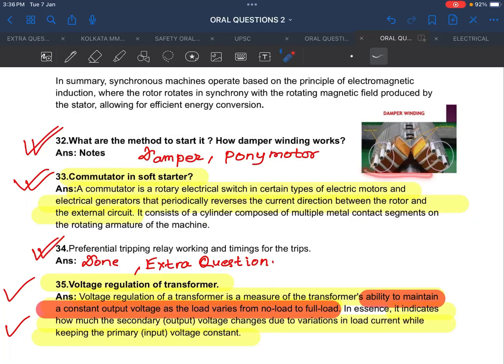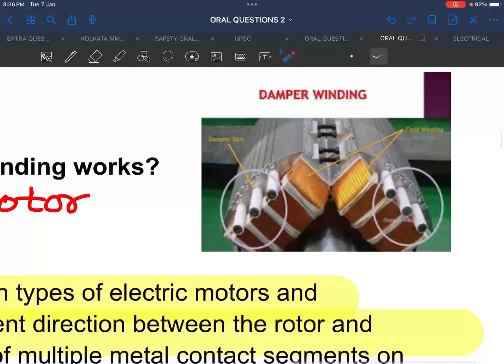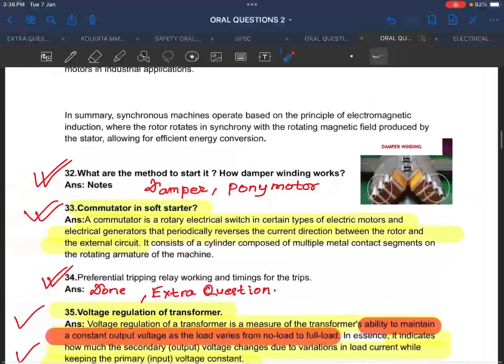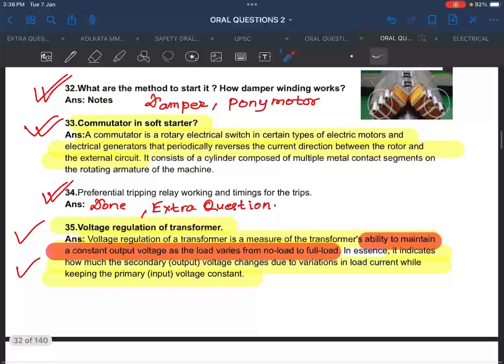Okay, so these are the damper windings, you can see here. These are the damper windings we are using in a rotor, the pole face of the rotor. This is the conductor bar which we are using, and these are end circuited. I will explain everything very perfectly after that. So let's start the commutator.